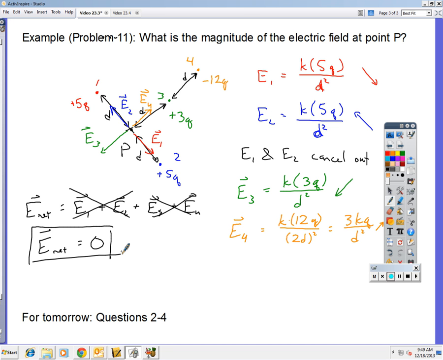Now, most of your problems aren't going to turn out to be that easy, but they will generally have convenient geometries like this so that you don't need to do a whole lot of nasty vector stuff.